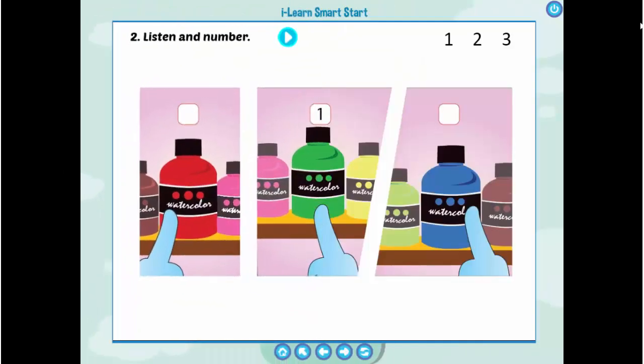B. 2. Listen and number. Look at the pictures. Listen. There is one example. 1.